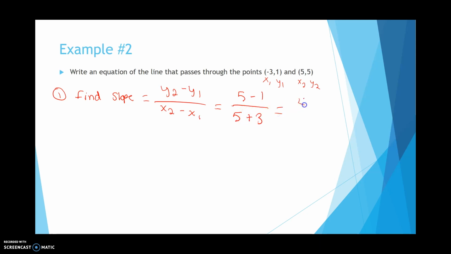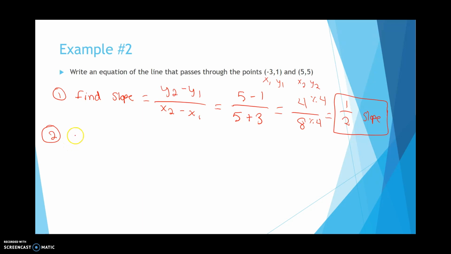So we get 4 out of 8. That can simplify. If you divide both the numerator and the denominator by 4, you're going to get a slope of 1/2. So 1/2 is my slope. So now for step 2, I'm going to pick one of those 2 ordered pairs. I like to choose the first ordered pair. Now that I found my slope, I'll use (-3, 1) to find my b, my y-intercept.